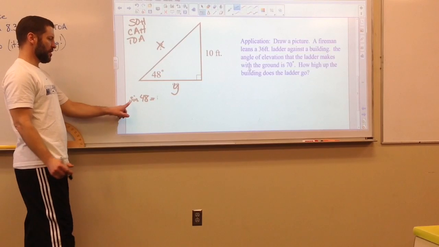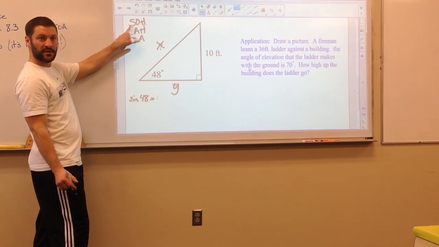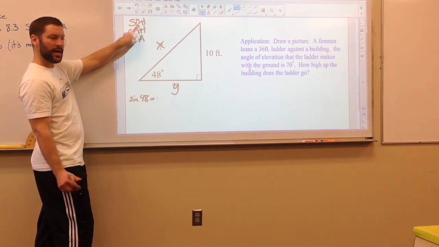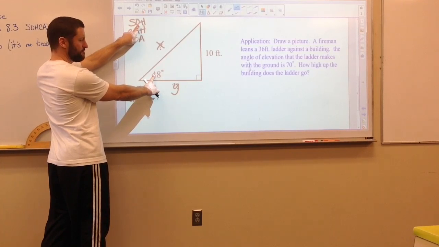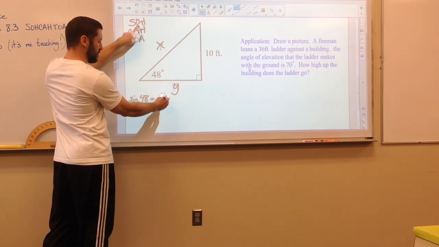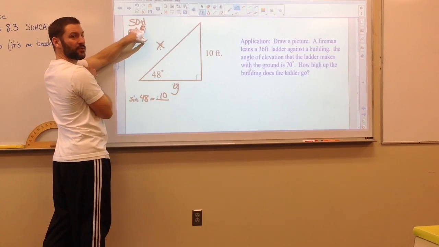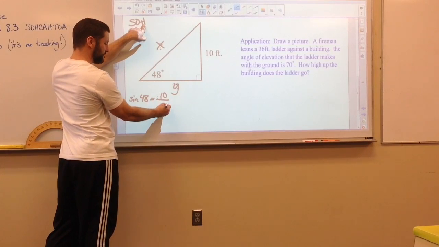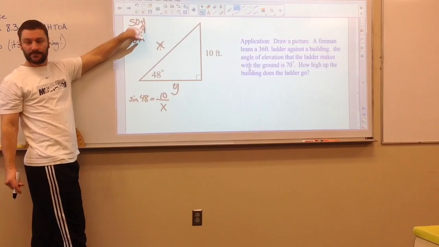S-O-H-C-A-H-T-O-A. All right, sine of 48. Sine stands for O. What is O? Opposite. Here's 48. What is opposite of 48? 10. Over H. What's H stand for? Hypotenuse, which in this case is x. Sine of 48 equals 10 over x.